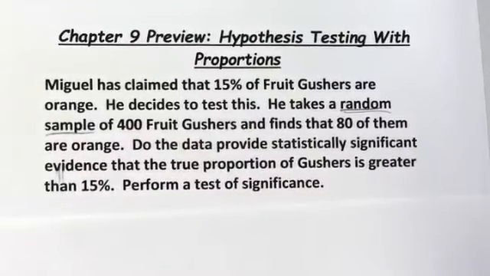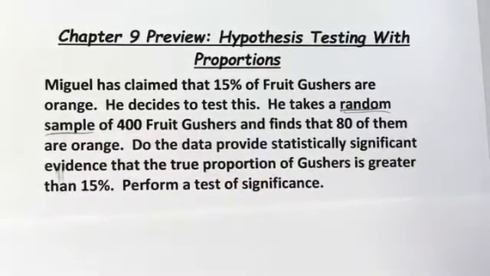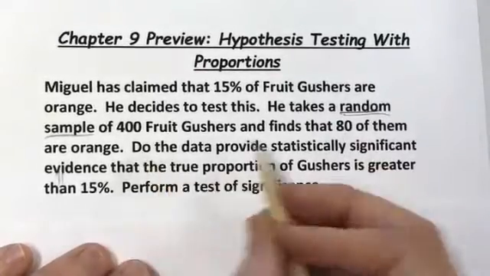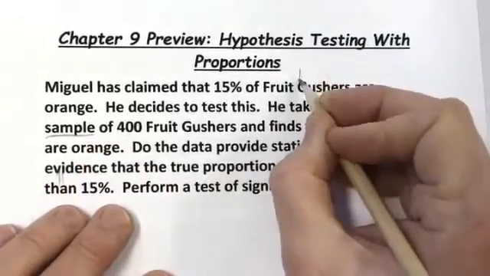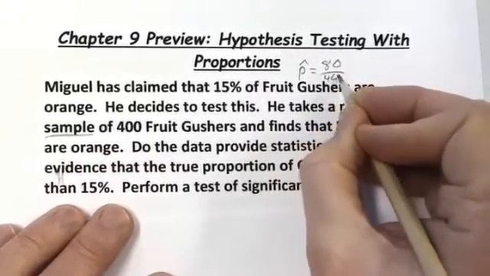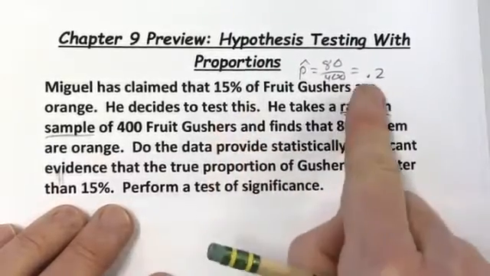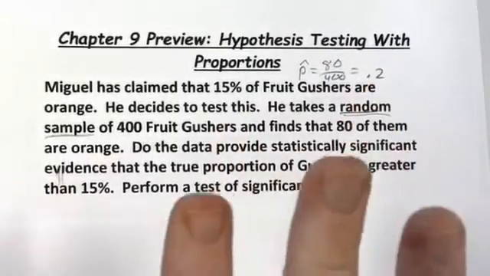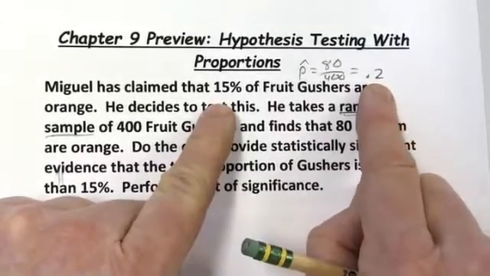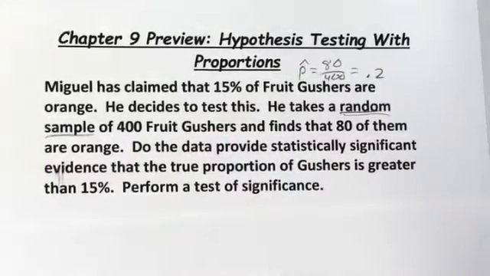And so the gist of what's going on here is we're going to test this claim. In each of these problems, there's going to be some form of claim that we're going to test against. In this case, it's 15%. And our sample statistic, our p hat, is 80 out of 400, and that is equal to 0.2 or 20%. So it's certainly greater than 15%. But the big question we're asking is, is it so much bigger than 15% that it would cause us to doubt this claim? We did this sort of problem in Chapter 7, but we're doing it in a more formal way now.